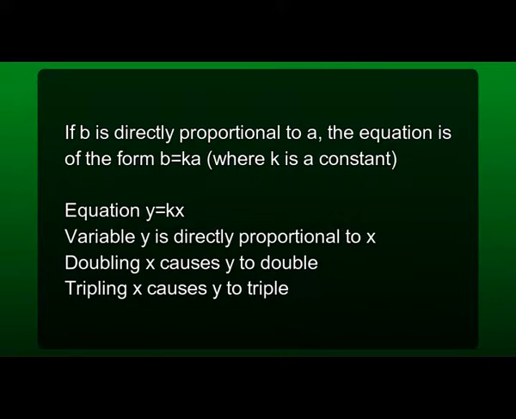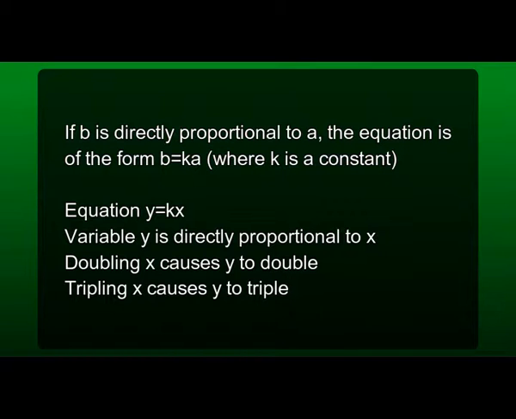Variation is a relationship between two variables, in which one is a constant multiple of the other. In particular, when one variable changes, the other changes in proportion to the first. If B is directly proportional to A, the equation is of the form B equals kA, where k is a constant. Equation y equals kx.